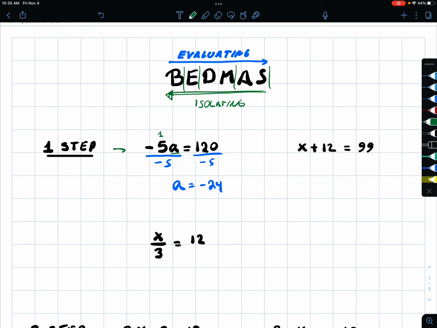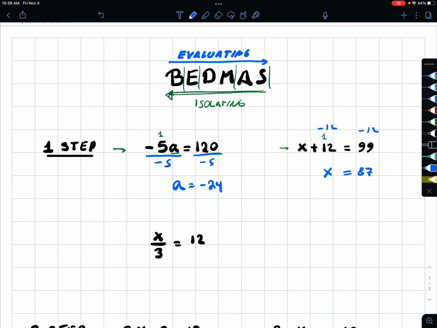On this side, I've got that x is being added to 12. So there's only one thing happening, and that is add 12. Well, how do I get rid of adding 12? I will subtract 12 from both sides. Subtract 12 from both sides, that means that x is equal to 87.